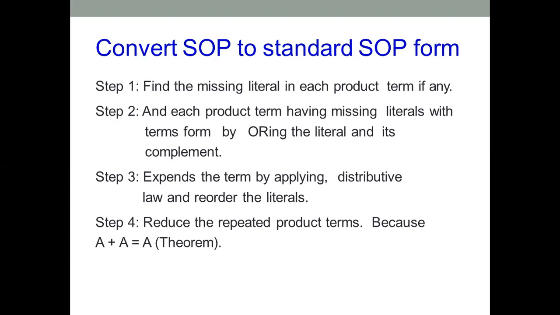Then in step number 4, reduce the repeated product terms, because we have A plus A, which is nothing but A. According to the theorem given in front of you, A plus A is equal to A. So if a number of repeated terms are included in the product, we have to reduce that repeated product form. Clear, everyone, the steps? Yes, ma'am.